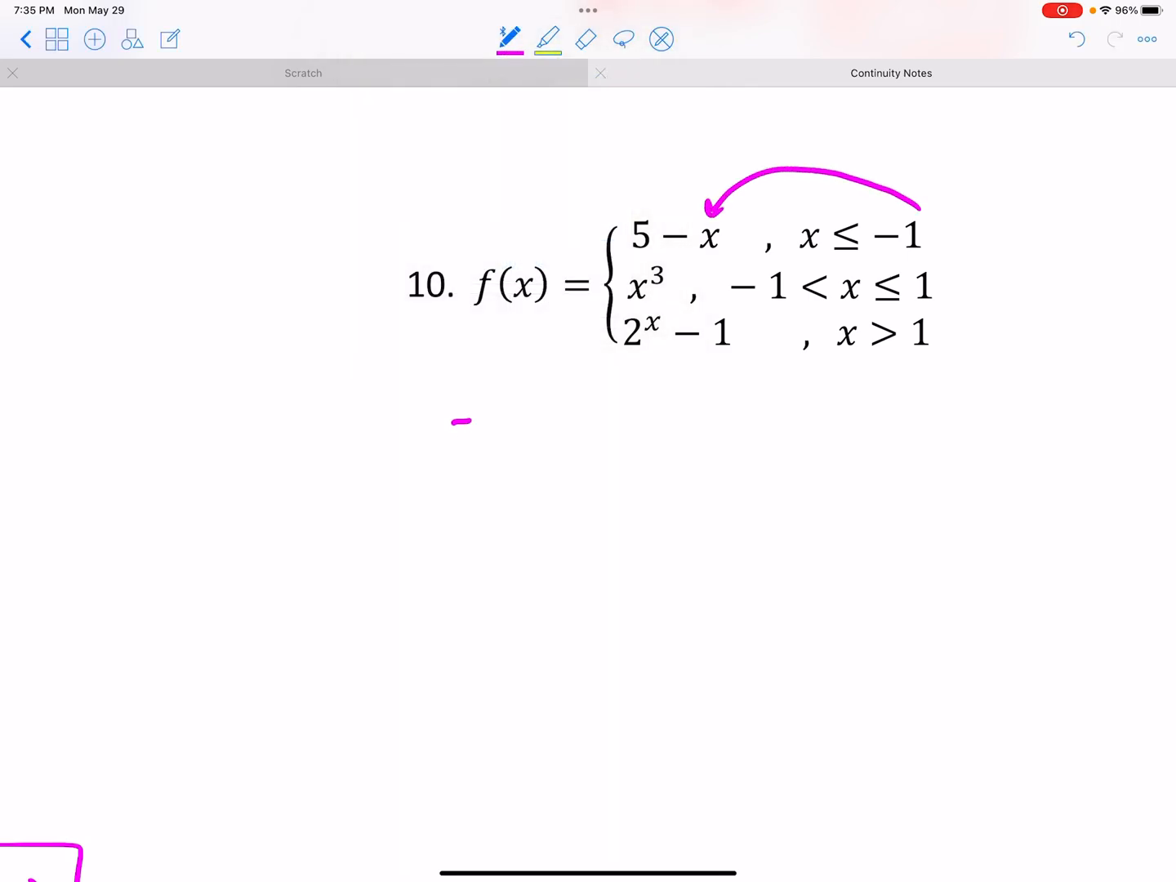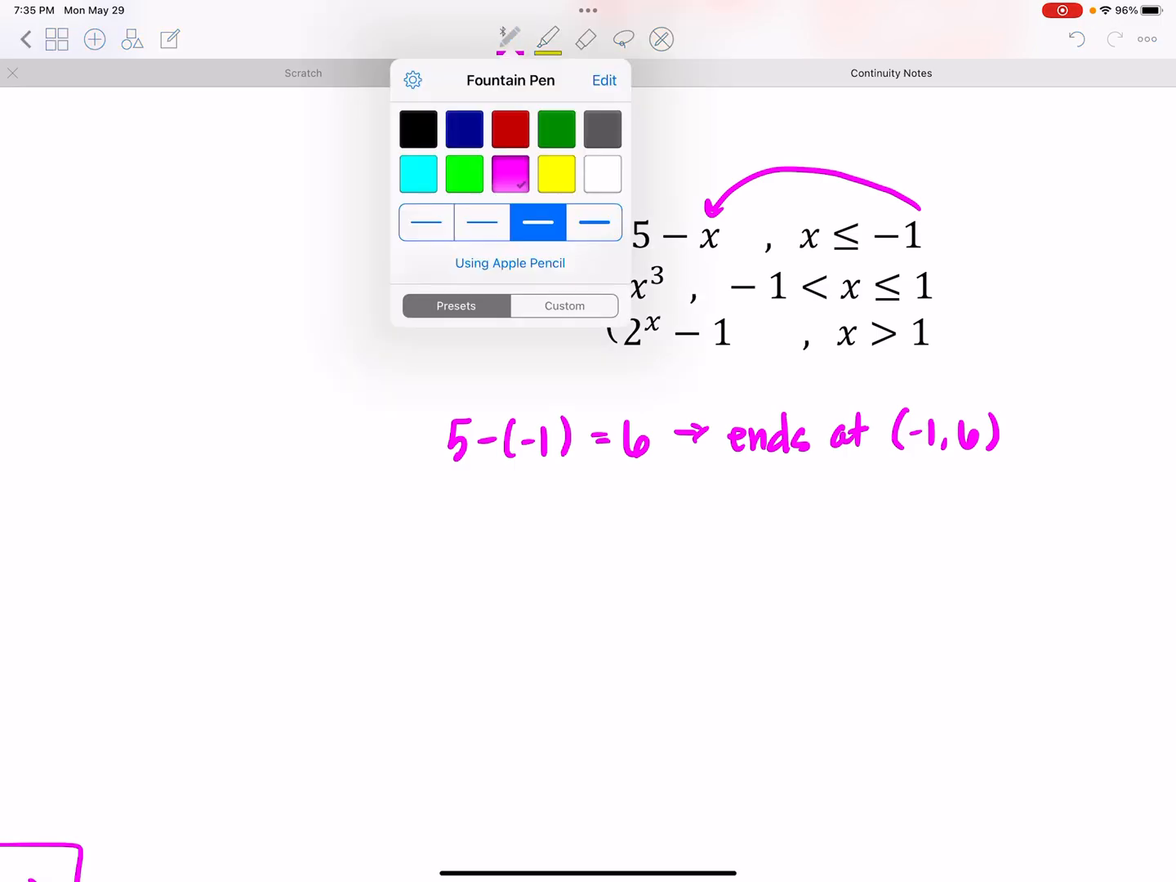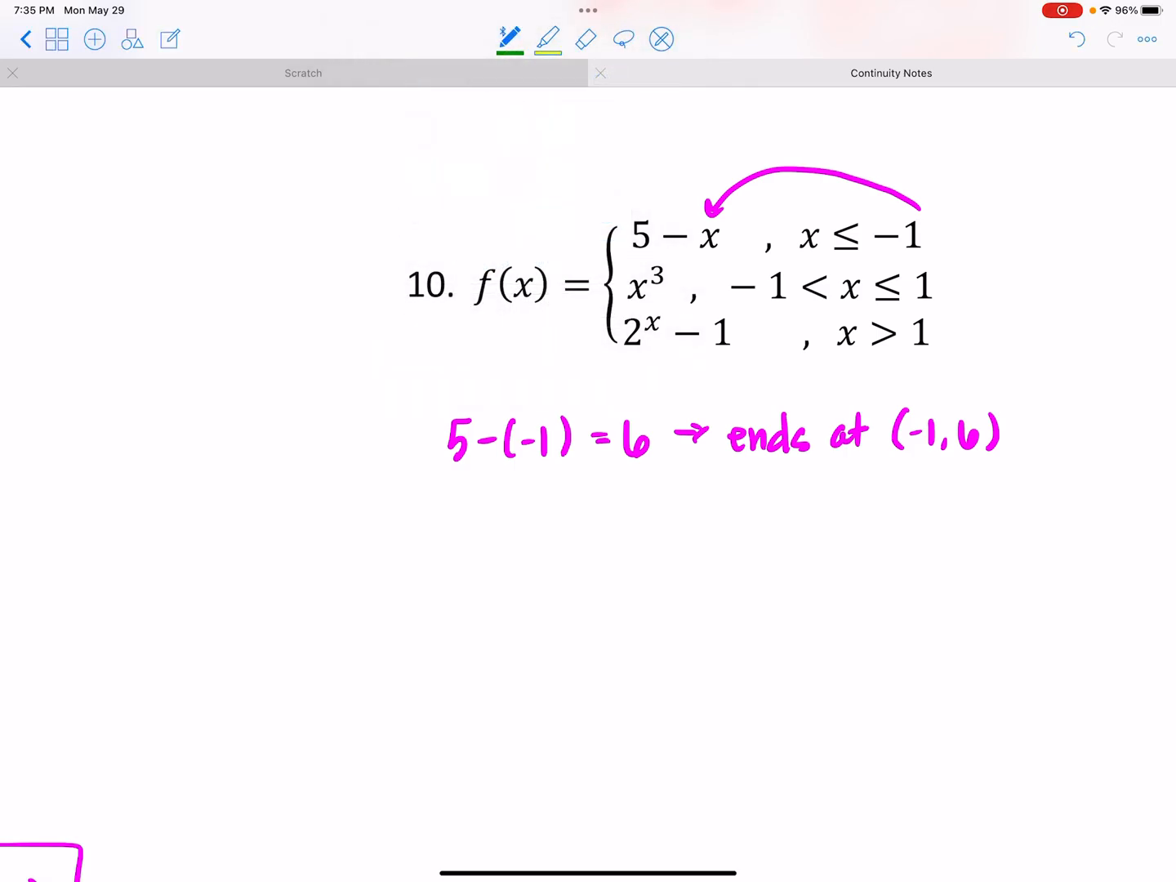So we have 5 minus a -1, which would be 5 plus 1, or 6. So that means that function ends at, we inputted a -1 and we output 6. So that's where that piece ends. Okay. If we look at the second piece, I have 2 boundaries to input. So I need to input the -1 and the +1.